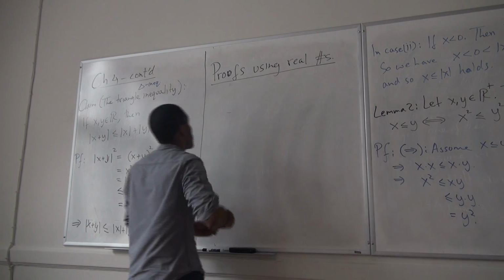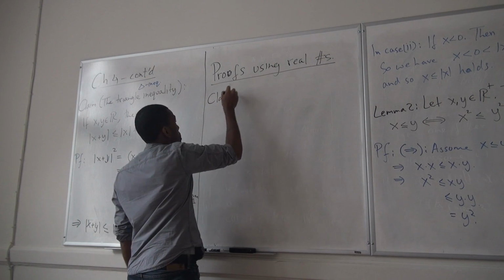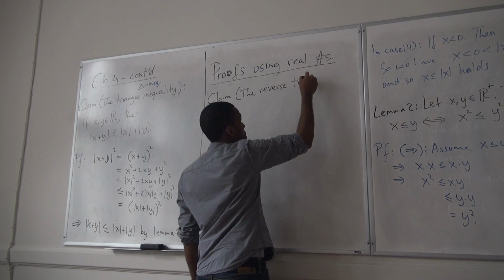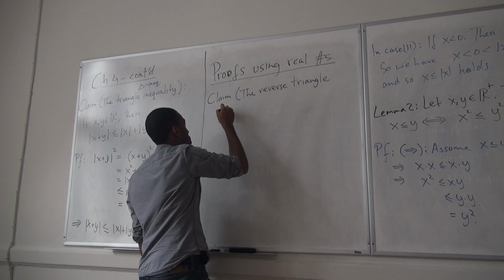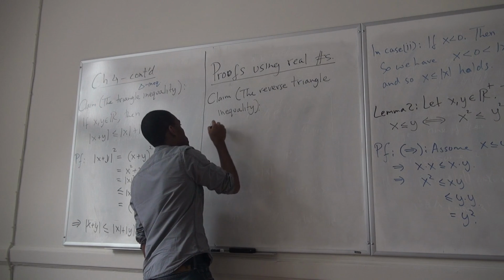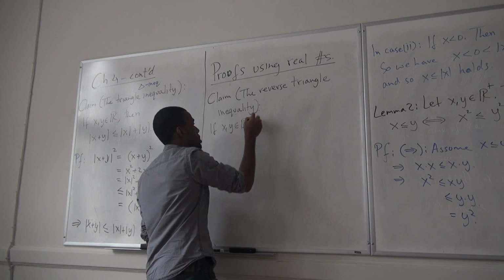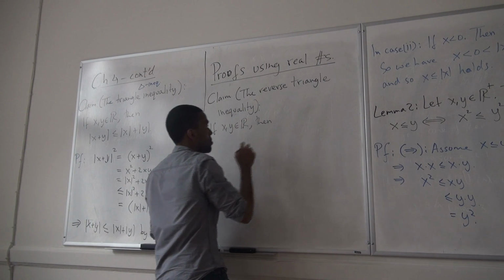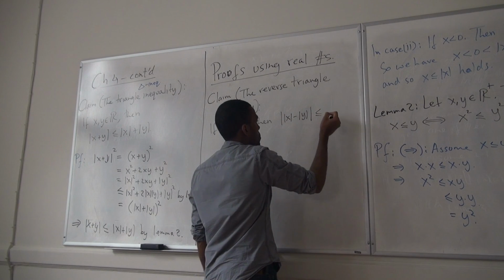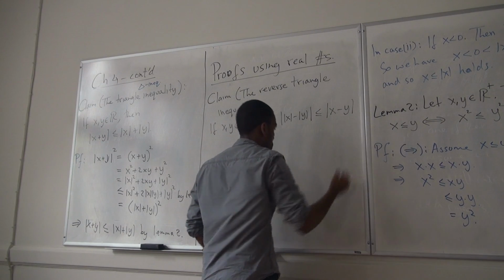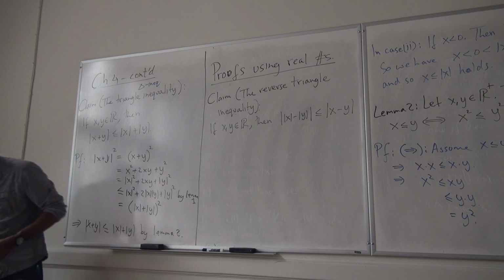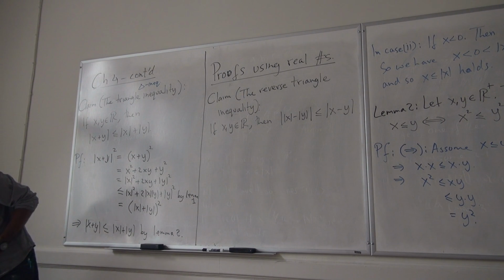In a similar fashion, we can prove something called the reverse triangle inequality, which says if x, y are real numbers, then, when you throw subtraction into the triangle inequality, I think the absolute value should be on the outside. Some people don't.